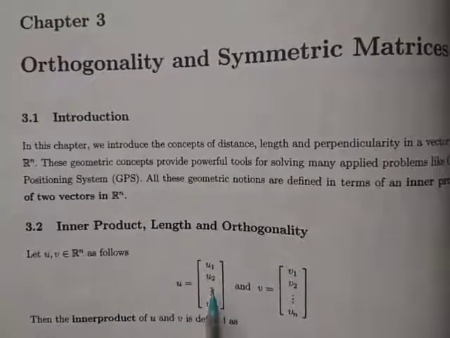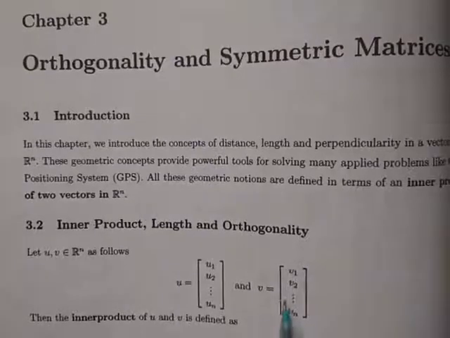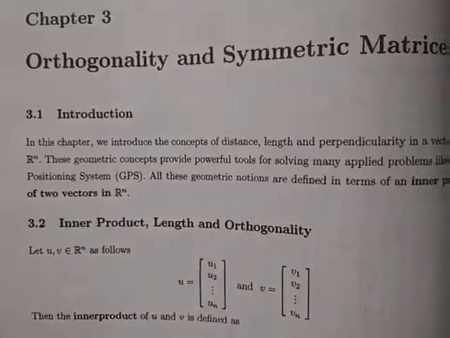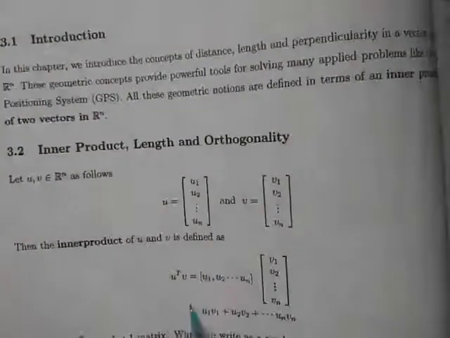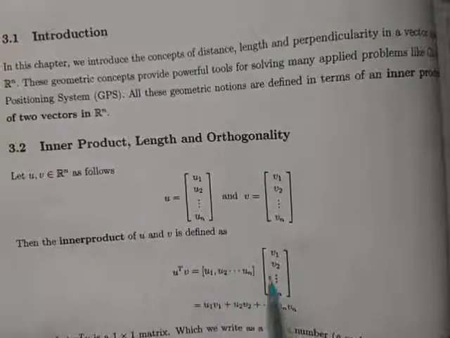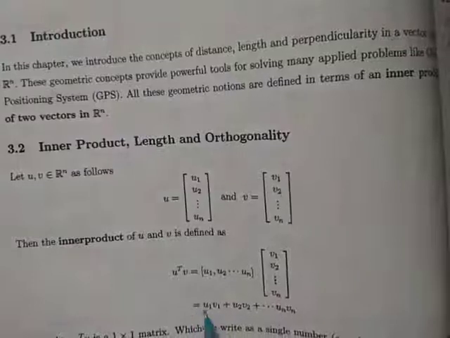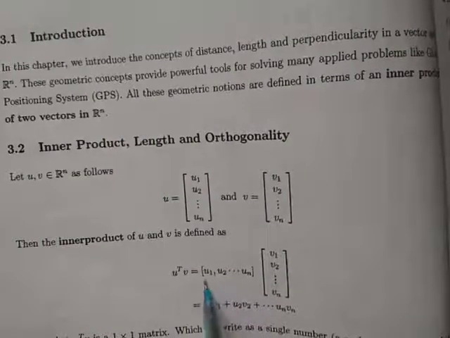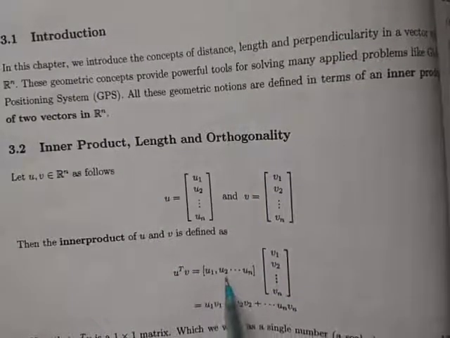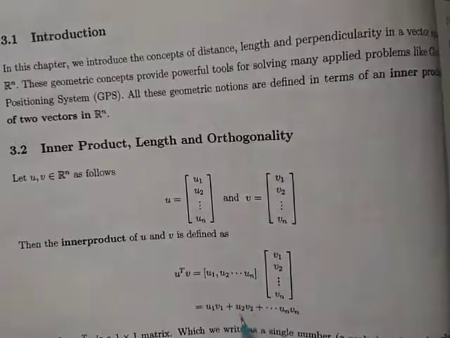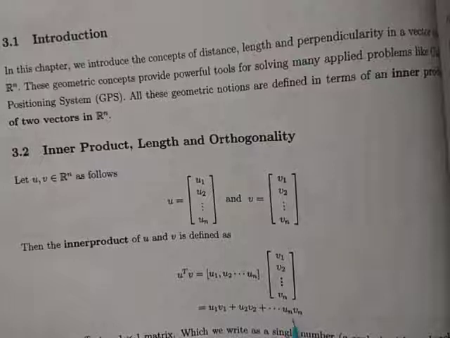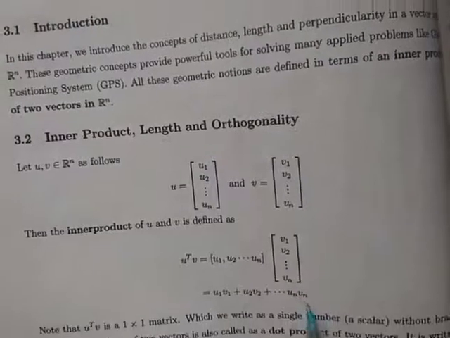u is equal to the vector u1, u2 and so on up to un, and v is equal to the vector v1, v2 and so on up to vn. Then the inner product of u and v is defined as u transpose into v. Take u transpose into v, which is equal to the first component of u transpose into the first component of v, plus the second component of u transpose into the second component of v, plus and so on up to the nth component of u transpose into the nth component of v.